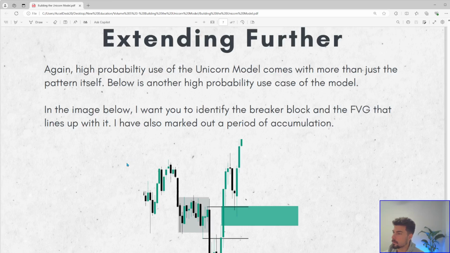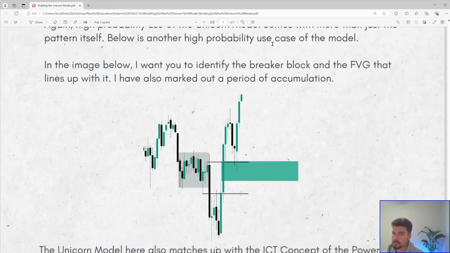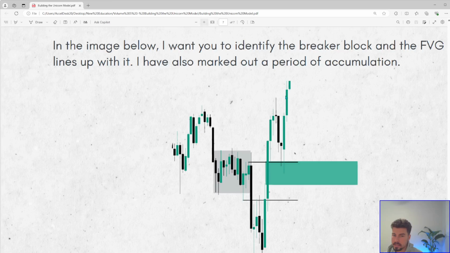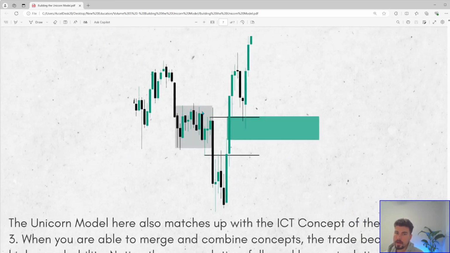So let's extend a little bit further. Again, high probability use comes with more than just the pattern itself. Below is another high probability use case of the model. In the image below, I want you to identify the breaker block that I've marked out. I want you to find the bullish gap that I've marked out. And I want you to be able to see that, yes, we have a sweep of liquidity. Yes, we have a shift in structure. Yes, we return back into a fair value gap.